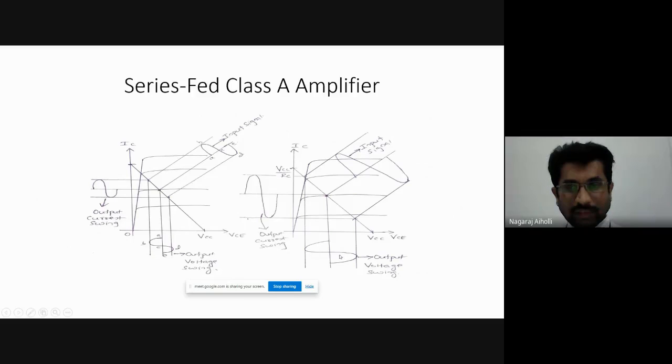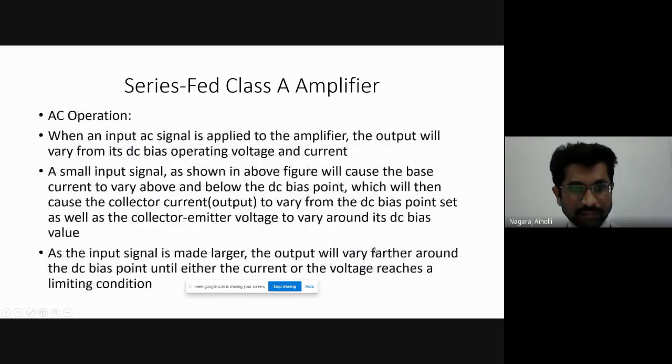Then for the collector to emitter voltage, as the input signal changes or increases, the collector to emitter voltage increases, but it has certain limits. What is the limit? The lower limit is 0 volts, and the maximum limit is VCC. Here, this is the point that we take for drawing the DC load line. Correct? VCC is the maximum value, and the minimum value is 0. So it is in between 0 to VCC. Right? That is what we have to consider here.